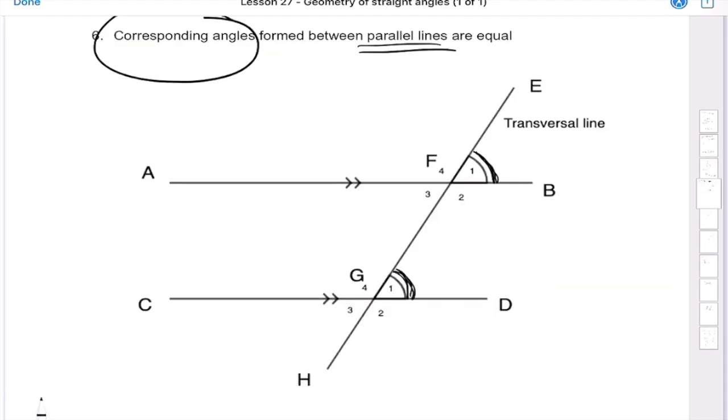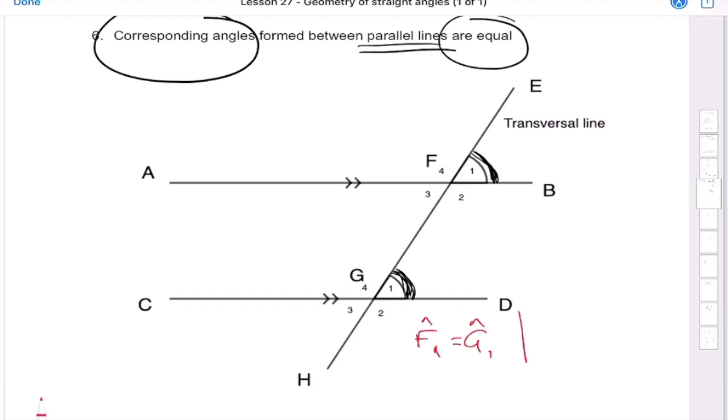Corresponding means the angles are sitting in similar positions. Therefore, we call angle F1 and angle G1 corresponding angles. The most important thing is to remember that corresponding angles are equal. In this diagram, there are 4 pairs of corresponding angles. The first one we've talked about is angle F1. So angle F1 and angle G1 are equal to each other.